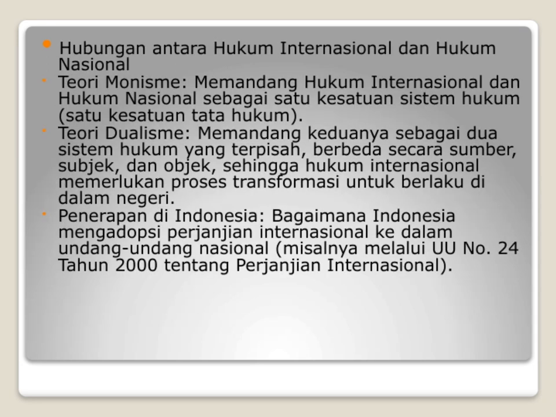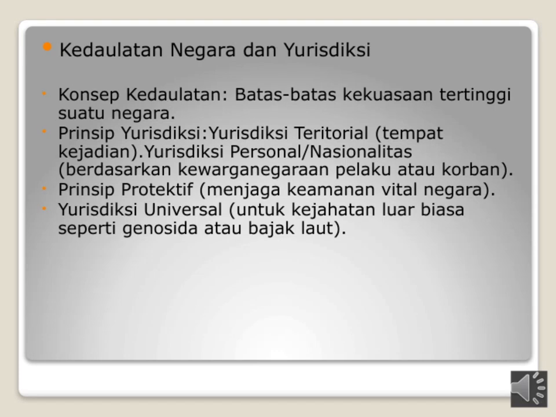Let's explore the relationship between international law and national law. There are two main theories here. First, monism, which sees international and national law as one unified legal system. Then, dualism, which treats them as separate systems, with different sources and subjects. In dualism, international law needs to be transformed to apply domestically. In Indonesia, for example, international agreements become part of national law through specific legislation, like Law No. 24 of 2000.